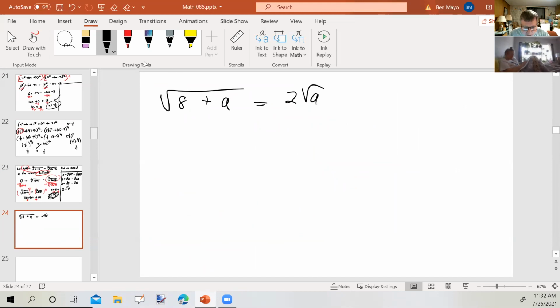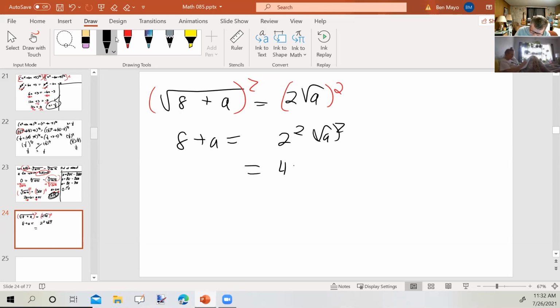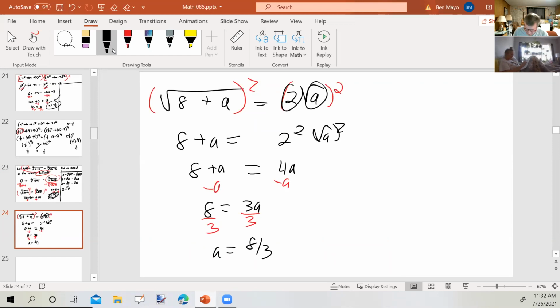Okay, I have two radical terms. They're separated. They're both square roots, so I'm going to square both sides. On the left, I get 8 plus a, but on the right, be careful, I don't get 2a, I get 2 squared times the square root of a squared, so I get 4a. Okay with that? Because we're squaring the 2 and we're squaring the square root of a. So 8 plus a equals 4a. Subtract a from both sides, 8 equals 3a. Divide both sides by 3. a equals 8/3.